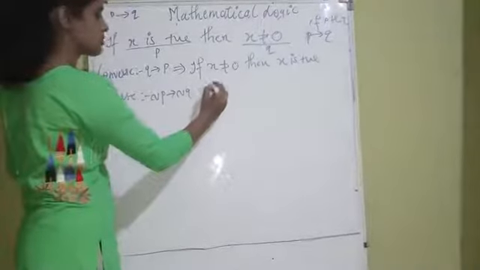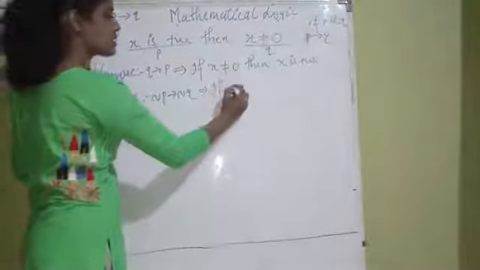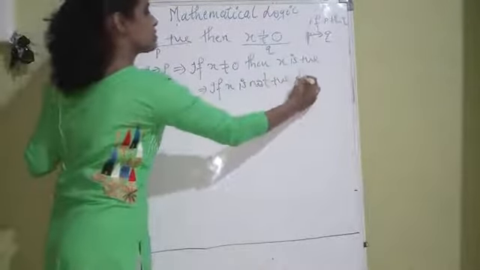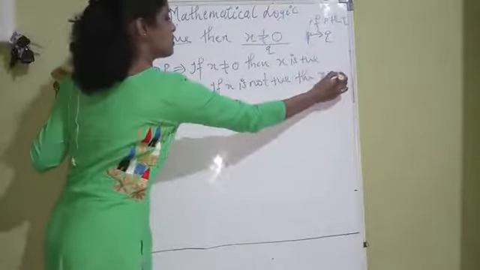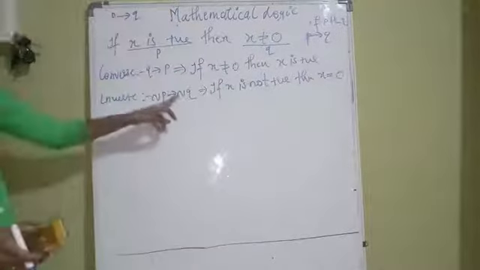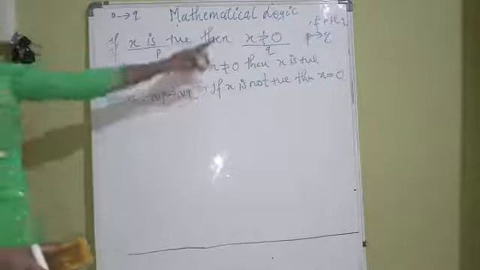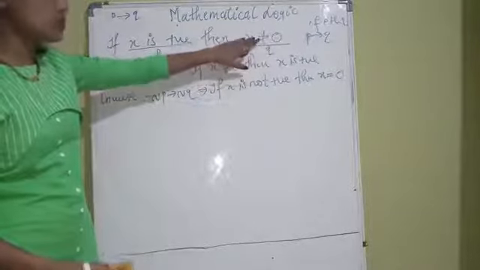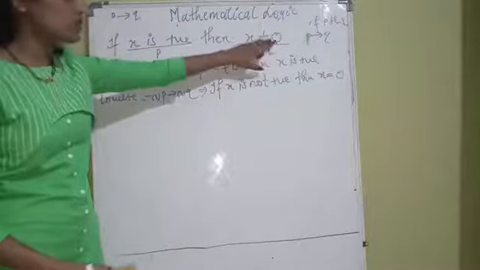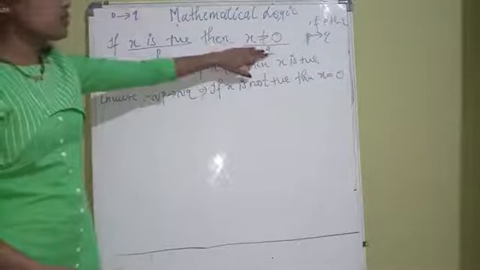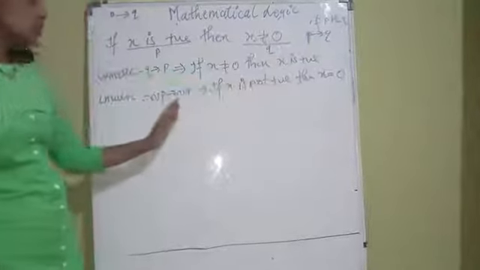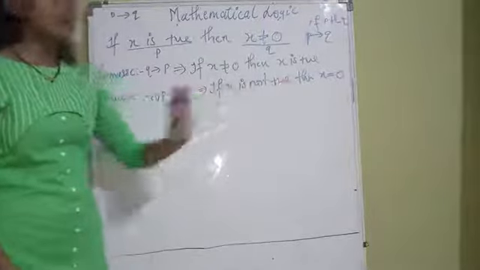So this will be negation of P implies negation of Q. The statement here is: if x is not positive, then x is equal to 0. Correct? Q means x is not equal to 0, so negation of Q will be x is equal to 0. So if x is not positive, then x is equal to 0.